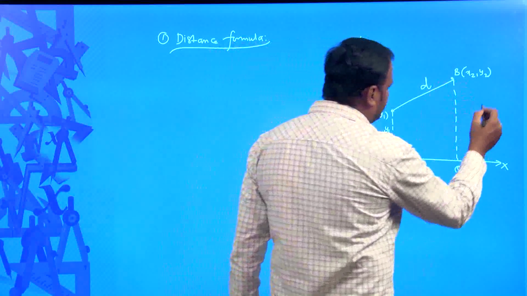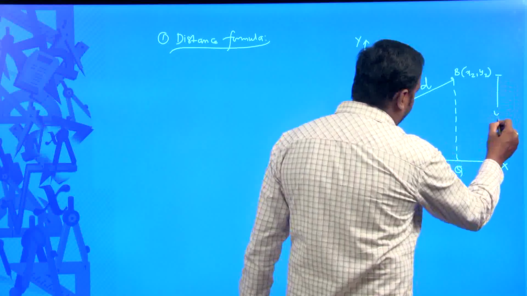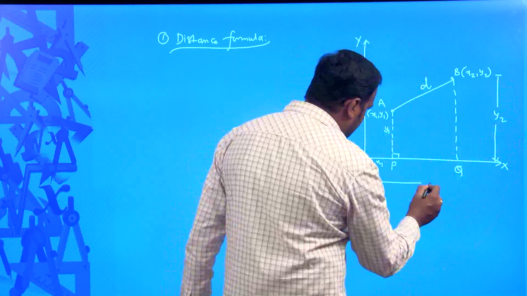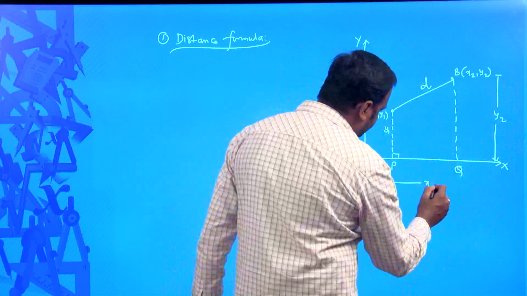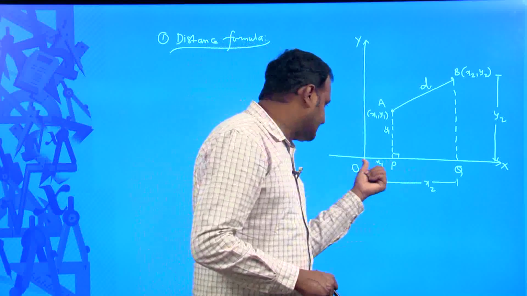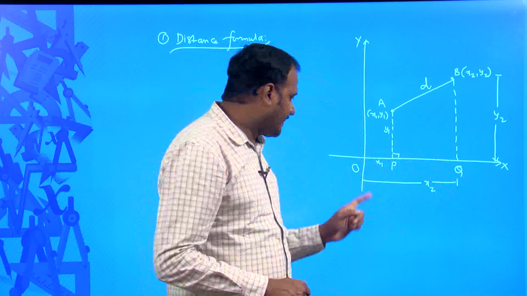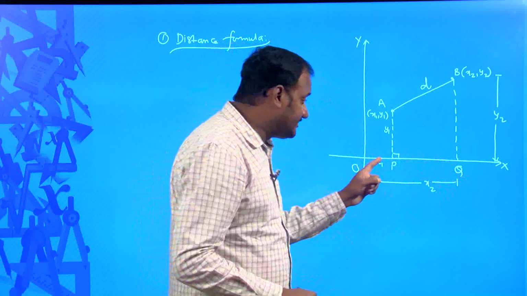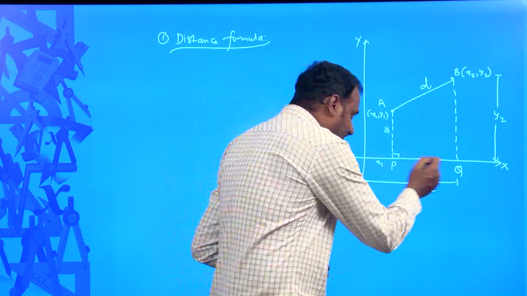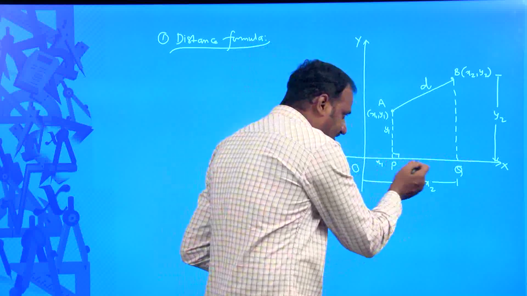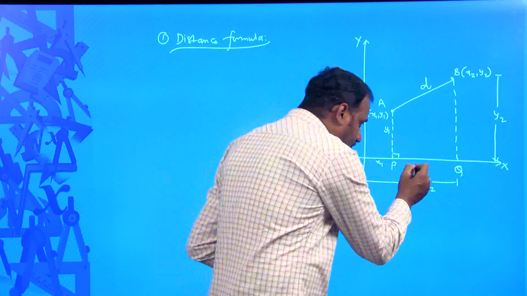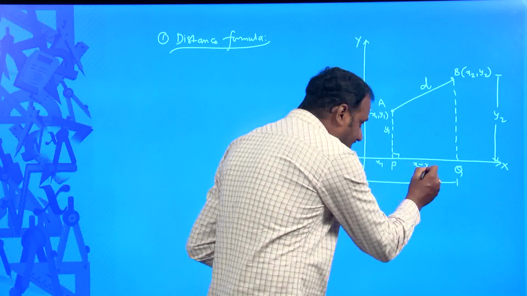Okay. So this BQ is y2, and the horizontal distance is going to be x2. That is why that point is x2 comma y2. Observe here, the total distance OQ is equal to x2 and OP is equal to x1. Then what is the distance between P and Q? You can easily understand that the total distance is x2 and the distance is x1. The remaining part of OQ is x2 minus x1.